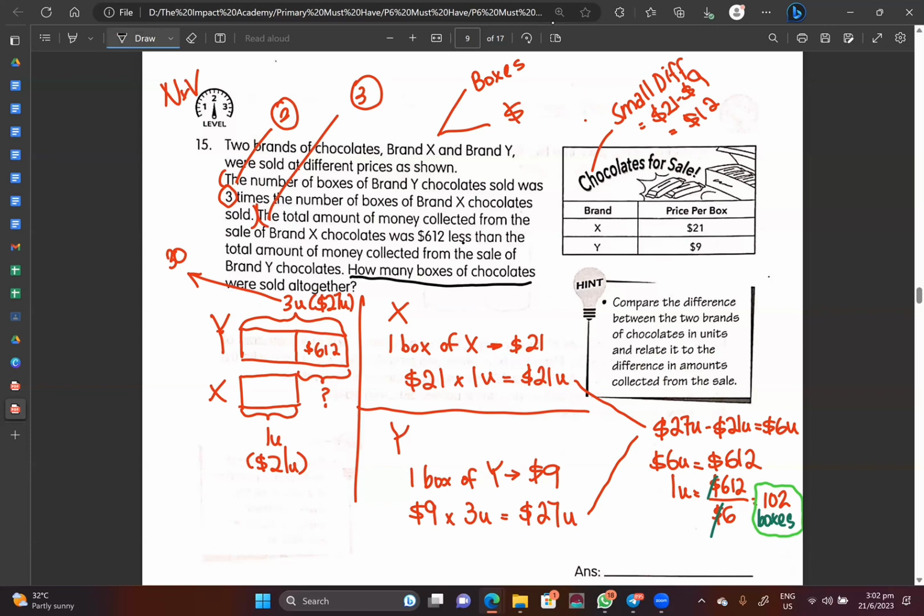How many boxes of chocolates were sold altogether? So how many units were sold altogether? Very obvious, right? From here itself, you can see that for Y, it's 3 units. For X, it is 1 unit. So therefore, over here, I can say that this is actually what? 4 units. So 102 times 4, and that gives me 408 boxes. And this is my answer for this question.